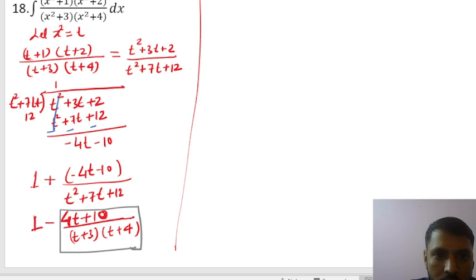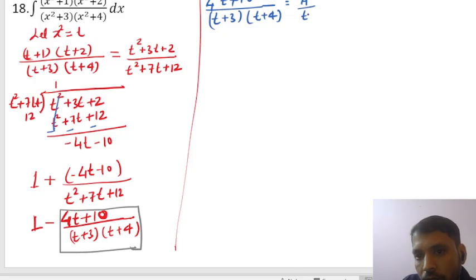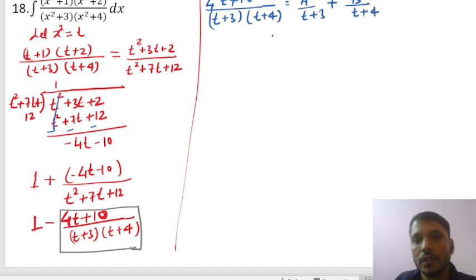So what are their simplifications here? This 4t plus 10 divided by what? t plus 3 into t plus 4. Means this can be written as a divided by t plus 3 plus b divided by t plus 4. Right, now we are going to take the LCM.